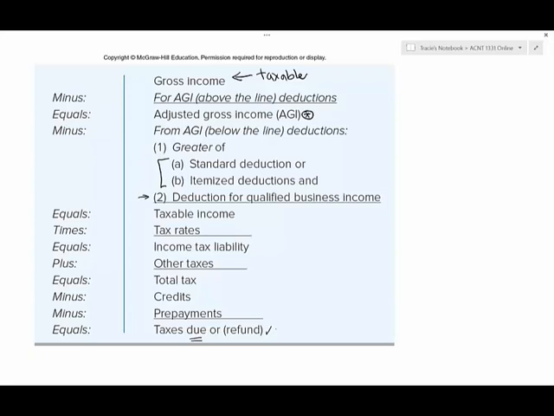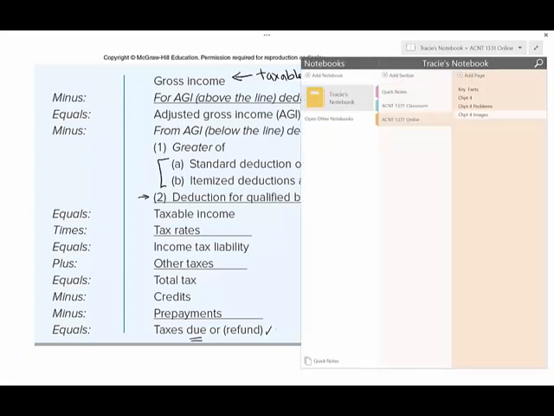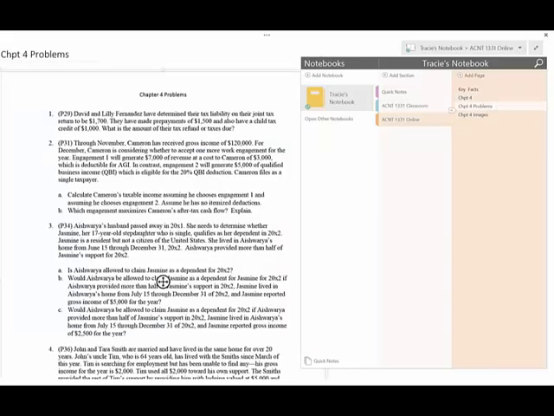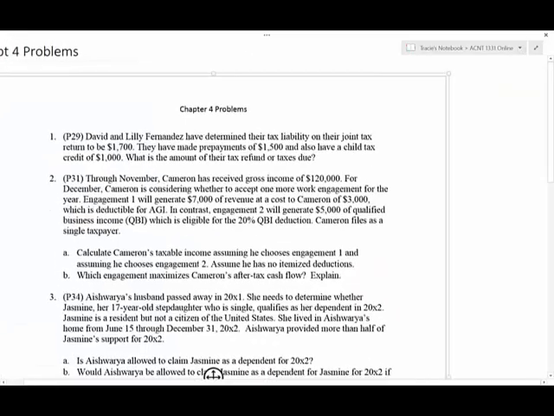This is the basis for the 1040 and will also be the basis of what we use when we calculate all of the tax problems that we work to determine the amount of tax refund or taxes due. So let's take a look at how we'll use this formula in a problem. Let's go to the first problem for Chapter 4.